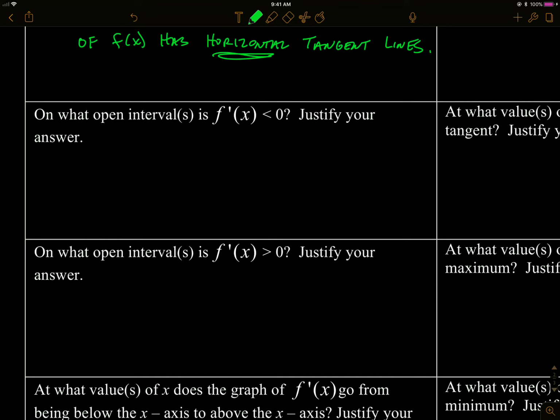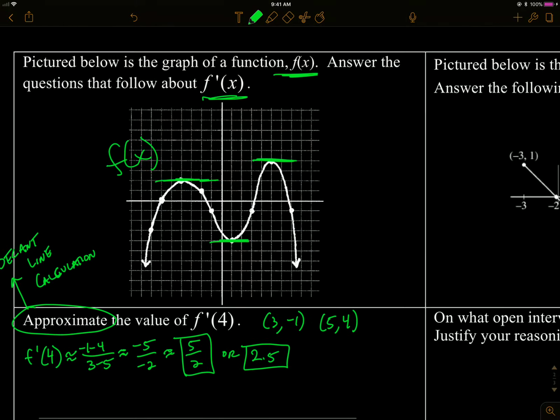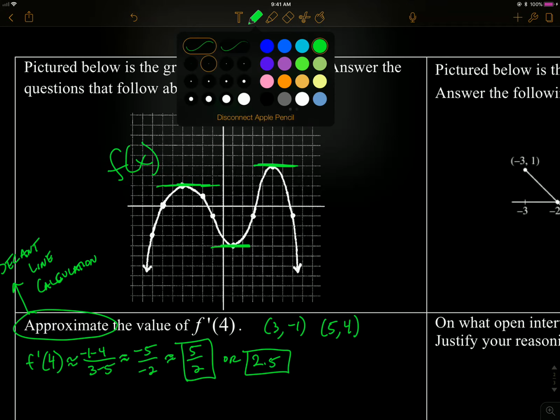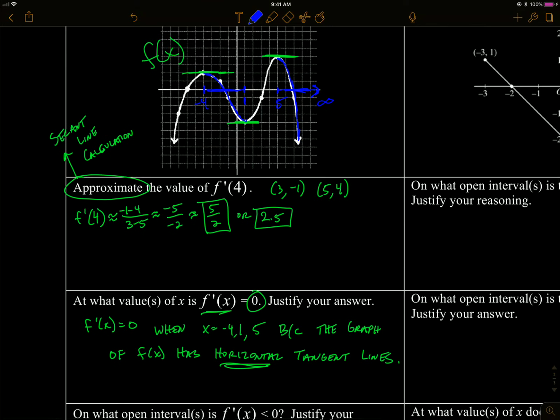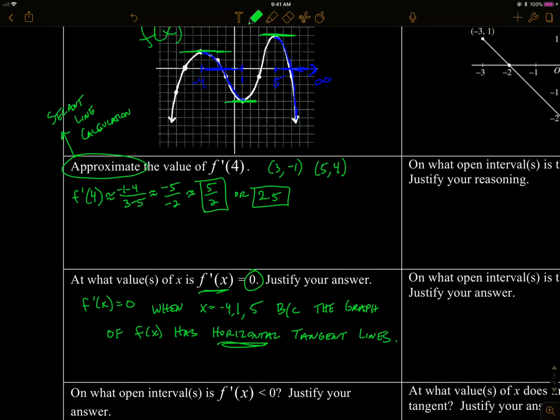On what open interval is the derivative less than 0? So now they're asking, if I know f, where would the derivative be negative? Well, the derivative is negative on any intervals where f is decreasing. So there are 2 times where that occurs. From -4 to 1, the function's decreasing. And then again from 5 to infinity. So on these 2 intervals, -4 to 1, and then 5 to infinity, that's where the function is decreasing.